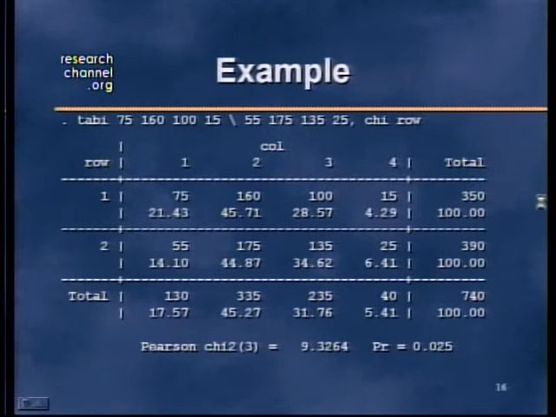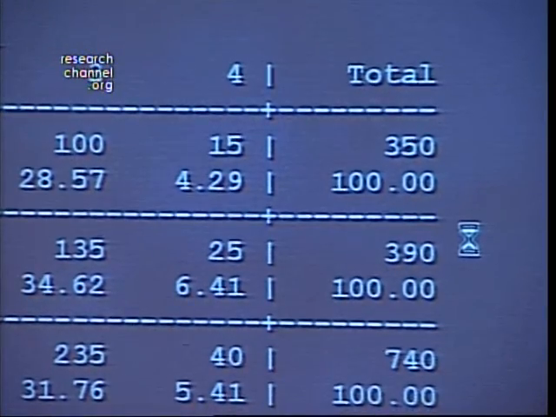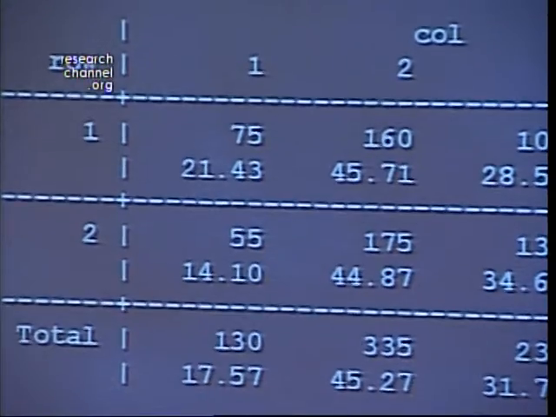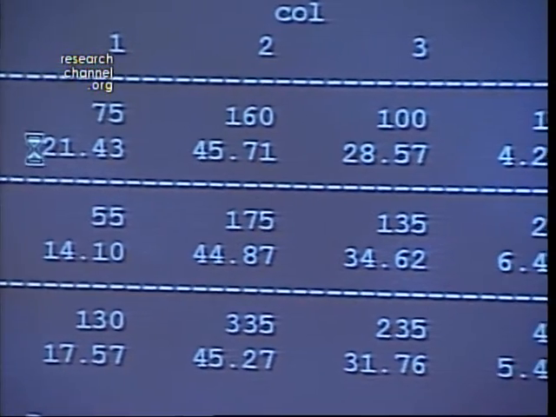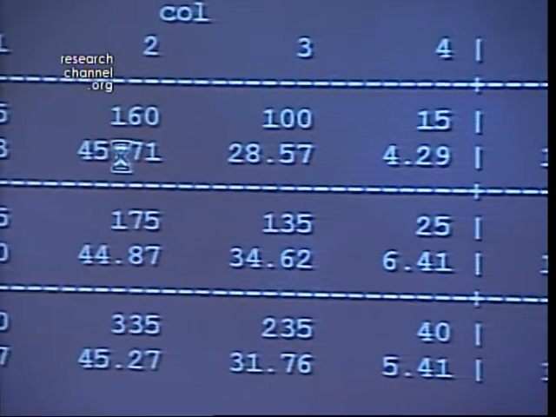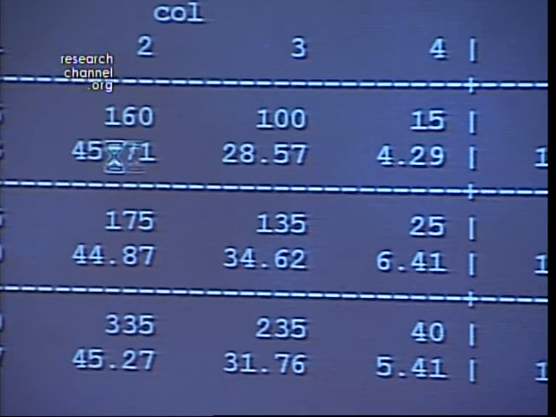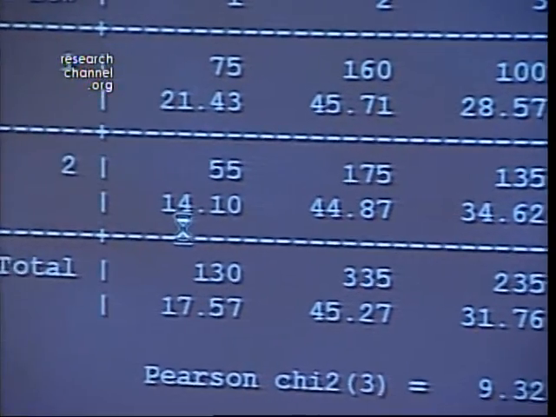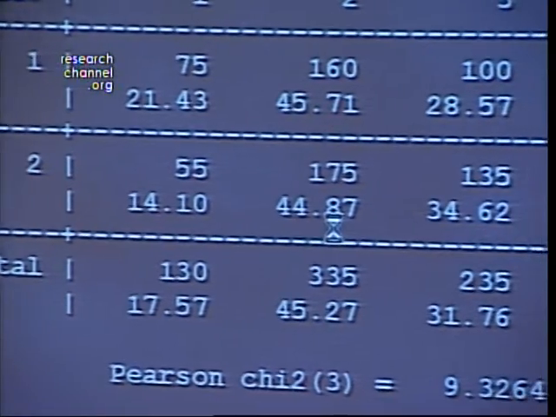So here is a way of looking at the same data. It's just using Stata to help us look at the percentages. So out of the 350 people who wore seat belts, 4.29%, in other words, 15 out of 350, had died, compared to 25 out of the 390 who did not wear seat belts, or in other words, 6.4%. Now, let's just look at the entire row distribution here. What we have in the second level of this row is the percentage distribution by rows. So we see 21% had no injuries, 45% had mild injuries, 28% severe, 4% death, compared to the group that did not wear seat belts, in which only 14% had no injuries, 45% mild, etc.